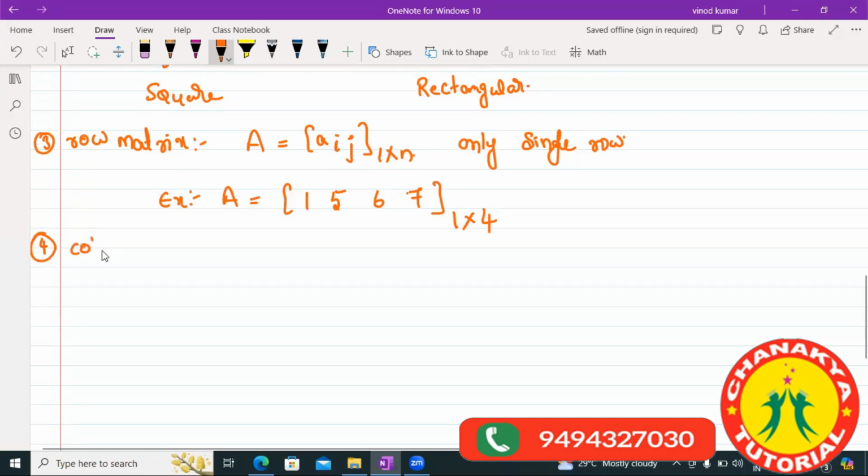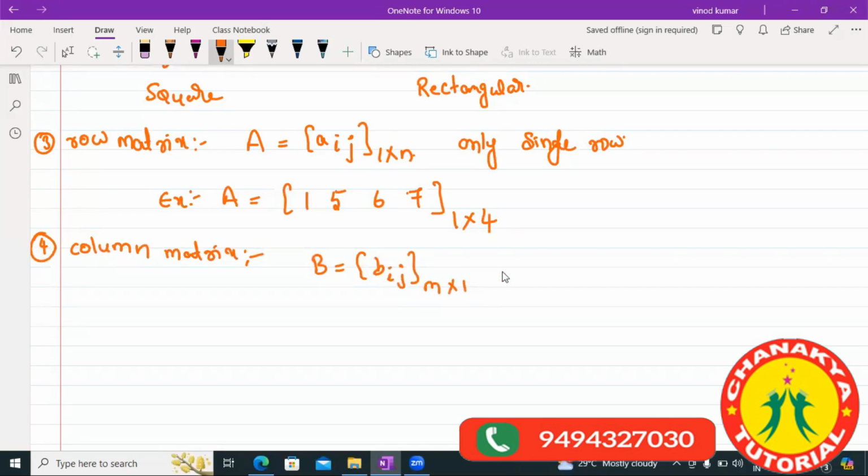Fourth one, column matrix. Column matrix means, suppose B equals Bij, m by 1. A single column will be there. For example, B equals 5, 6, 7. Here 3 rows, 1, 2, 3 rows are there. Column is only 1. 3 by 1. So a matrix having only one row is a row matrix. A matrix having only one column is a column matrix.